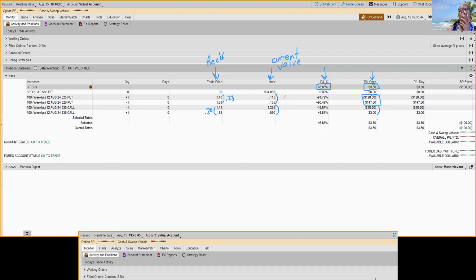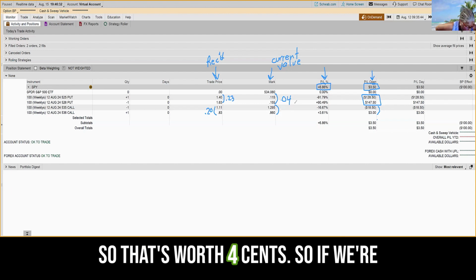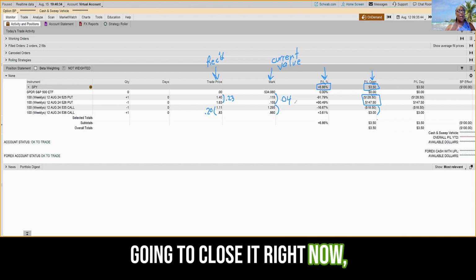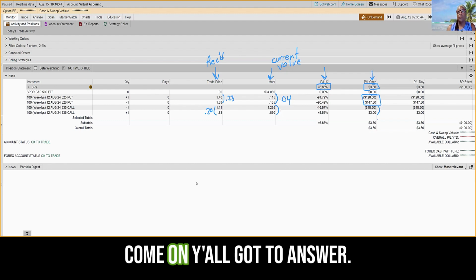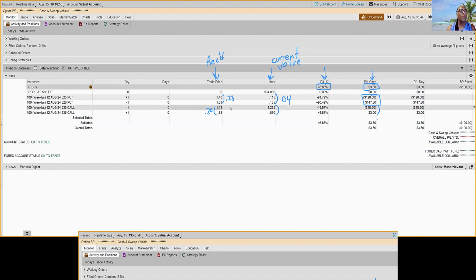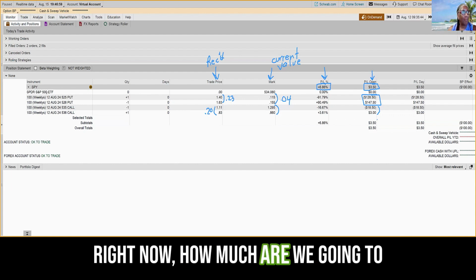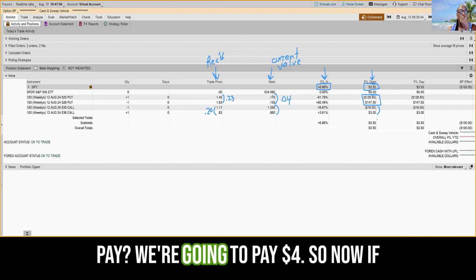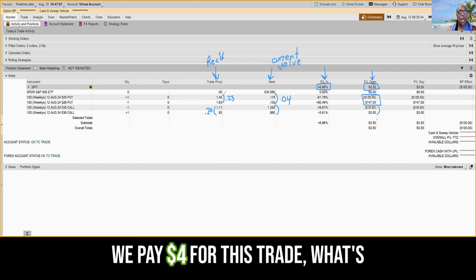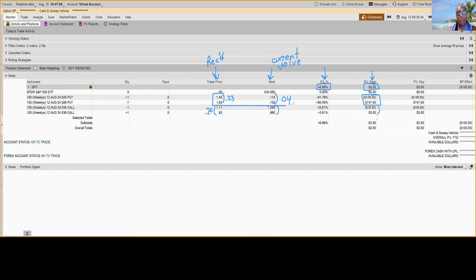Yep, 0.04. All righty, so that's worth 4 cents. So if we're going to close it right now, we're going to pay how much? Come on, y'all gotta answer. If we exit the put credit spread right now, how much are we going to pay? We're going to pay $4. So now, if we pay $4 for this trade, what's going to be our profit?